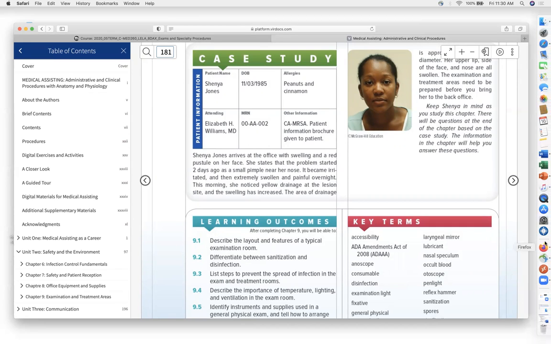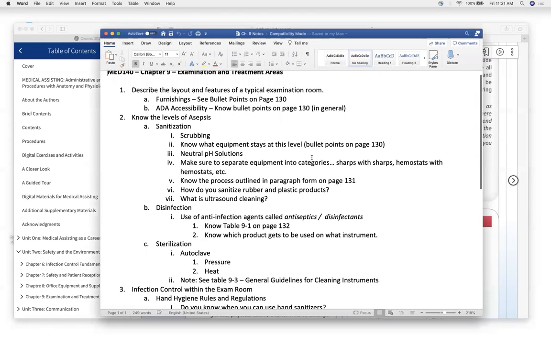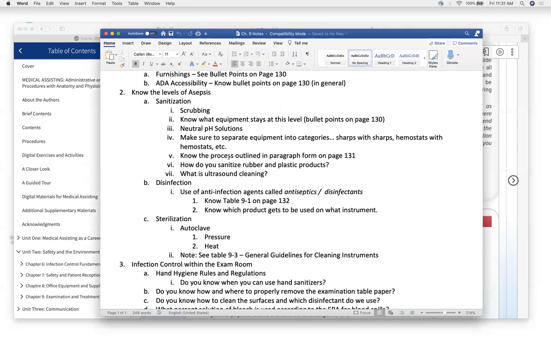So let's look at the notes. Let's see what's important, and read it on how to prepare the room. A lot of it's common sense, but I'd like to talk about this. The levels of asepsis, which is a big, big topic for your registry exam and also for this class. There are three levels, and it starts at sanitization, then it goes a higher level, disinfection, then the highest level of asepsis is sterilization. The function of asepsis is to reduce the amount of potential pathogens. You could never get rid of them all, but you can get rid of most of them so that we don't spread anything in our facility or when the patient goes out into the world.